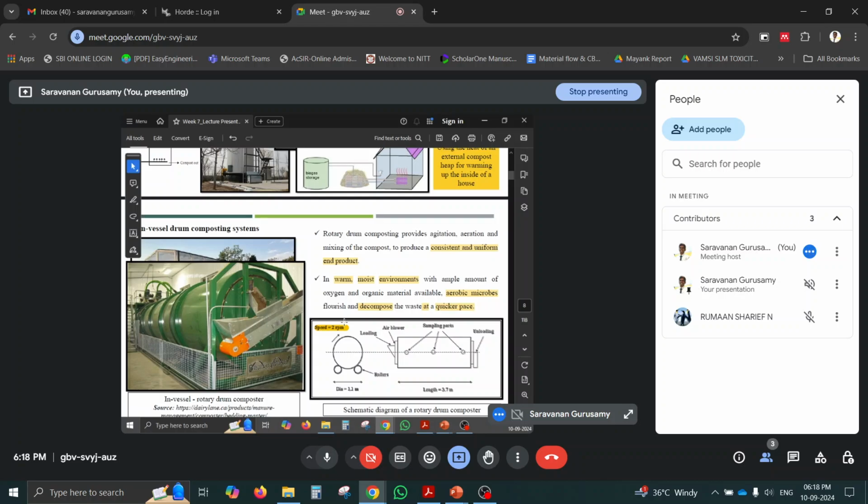And also, this in-vessel composting will give you an optimum environment for microbial growth, because it is a closed environment. So it will maintain the warmth and the moisture inside the tank.